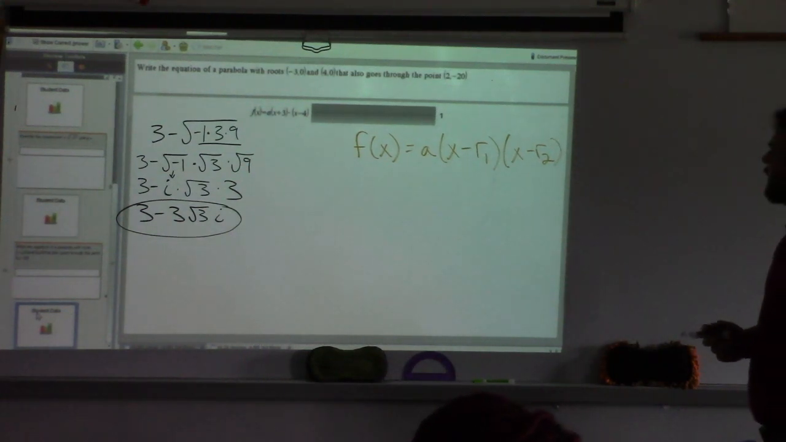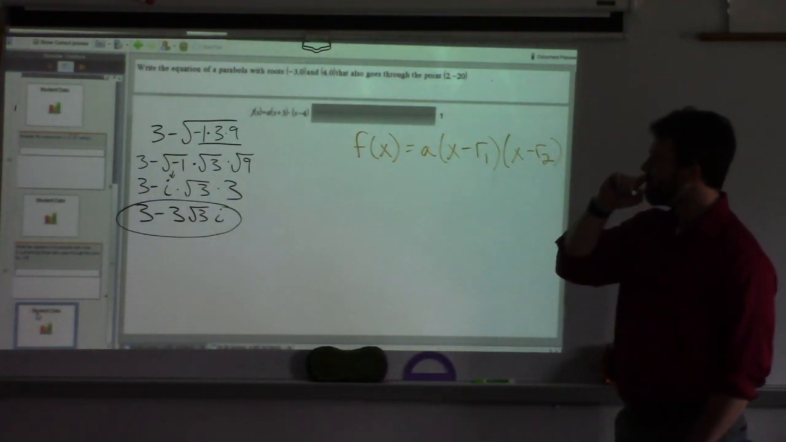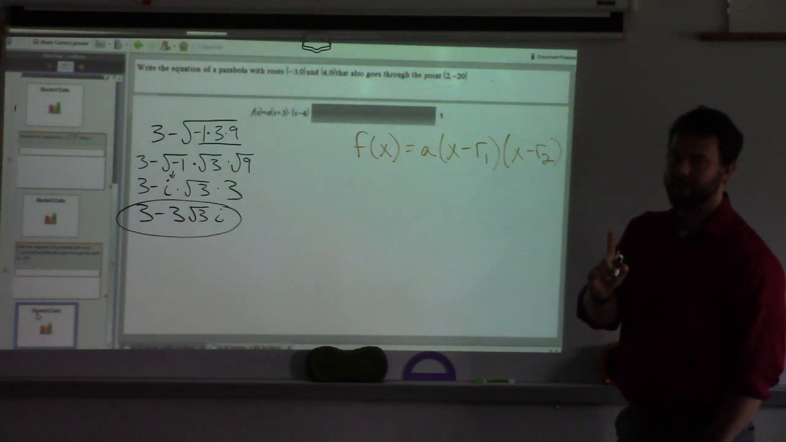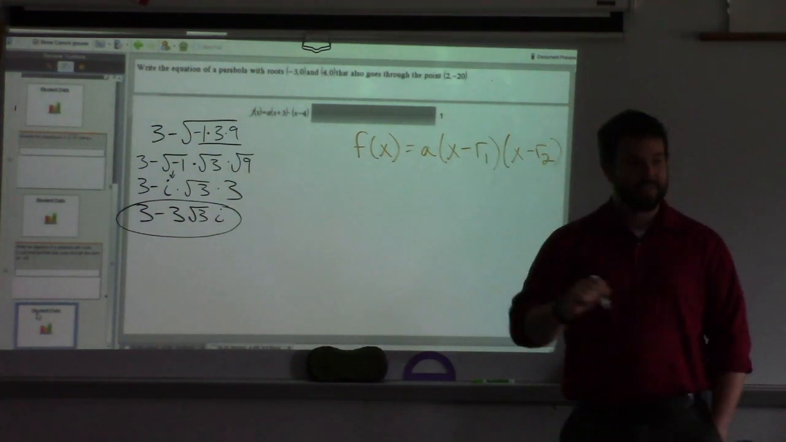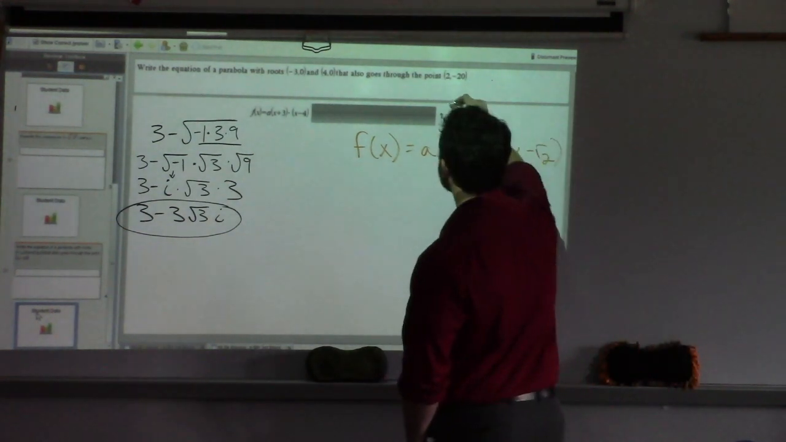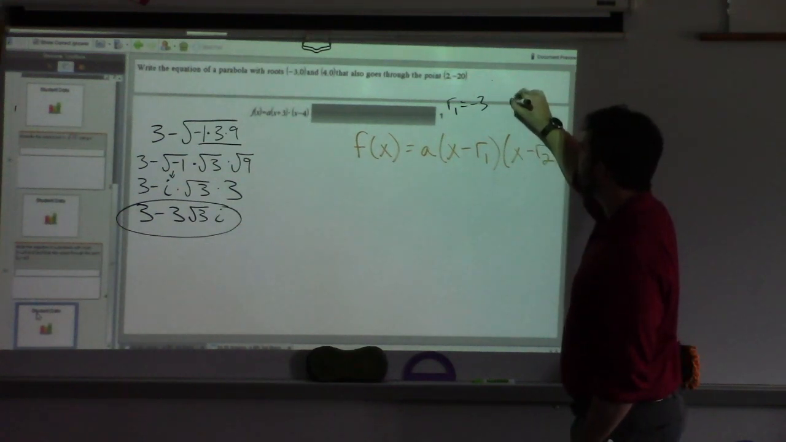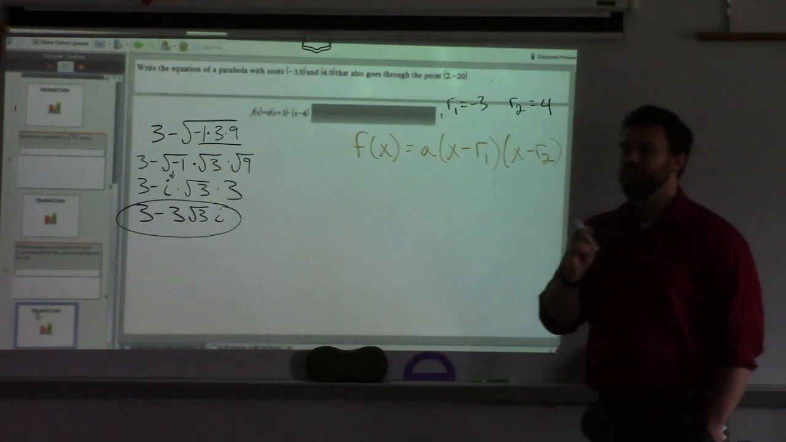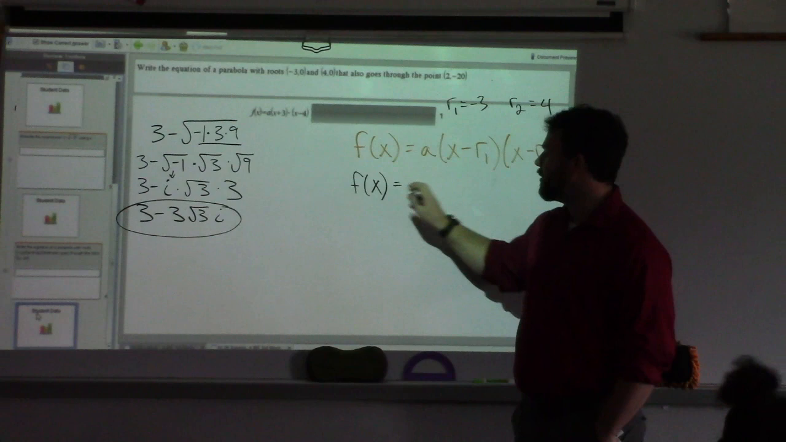Alright, so what is R1 in this case? 3. That's not what I asked. What is R1? Negative 3, your x-intercept. It is an x-intercept, but what is this R1? Negative 3. Okay? Well, you said 3. And there's a reason why I'm asking you to identify negative 3. I'm going to come back to it in a second. What's R2? 4. I recommend that when you write this equation, just substitute it in like that to start.